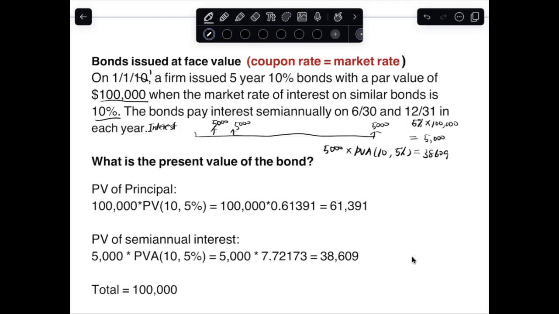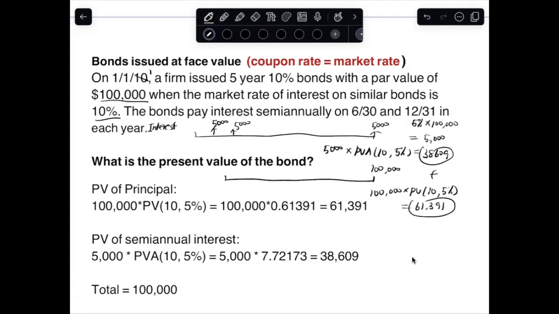Another is the principal part. The principal is at the end of the time period, you will get back the 100,000. To calculate the present value of the 100,000, use 100,000 times the PV, 10 periods, each period 5% return. You get 61,391. You add them together. So what happened? This happened to be 100,000. That's equal to the face value.